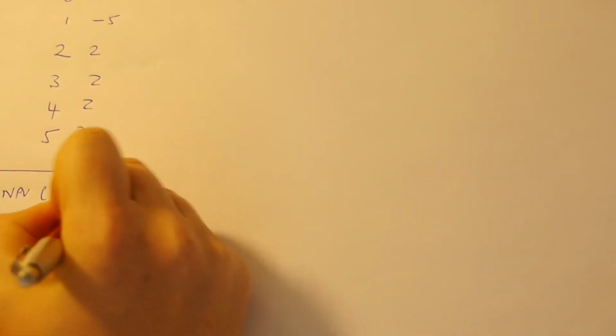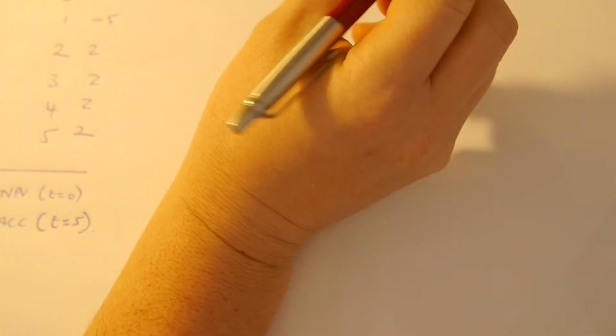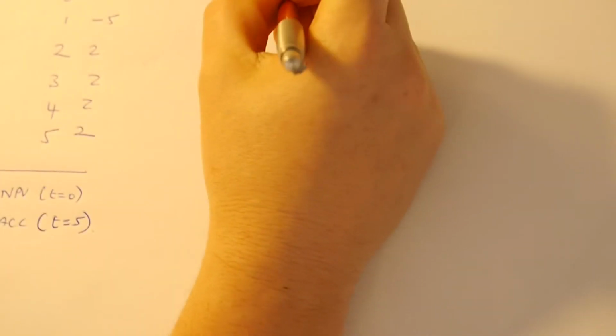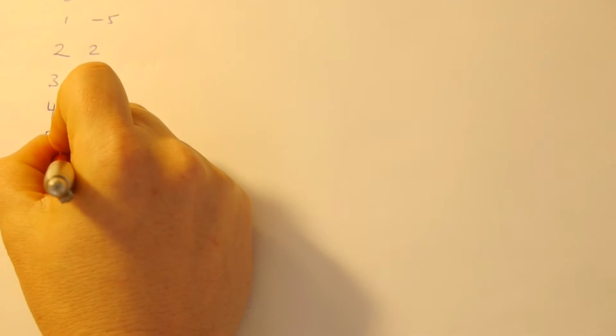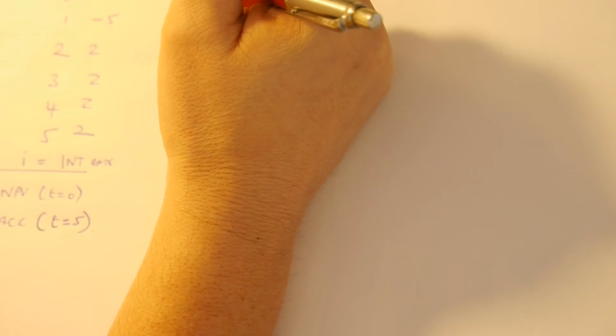Okay. So let's put two columns in: present value and accumulated value. We'll assume an interest rate, i equals the interest rate. That's an effective interest rate, and let's assume it's an annual one, assuming that these years are annual.